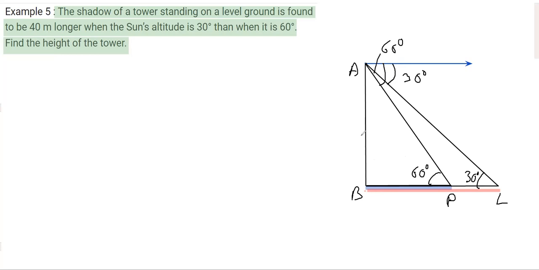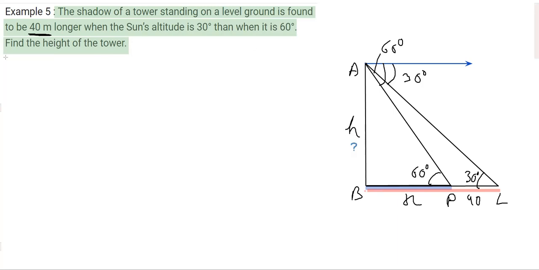We have to find the height of the tower, but before that, can you see that it says that one shadow is longer than the other. Like this is the longer shadow and this is the shorter shadow. So the longer shadow is 40 meters more than the shorter. That means their difference is 40. That means PL is 40. So let's write down this as 40. This is missing, so we can take it as x, and the height of the tower we have taken as h. That's what we have to calculate.